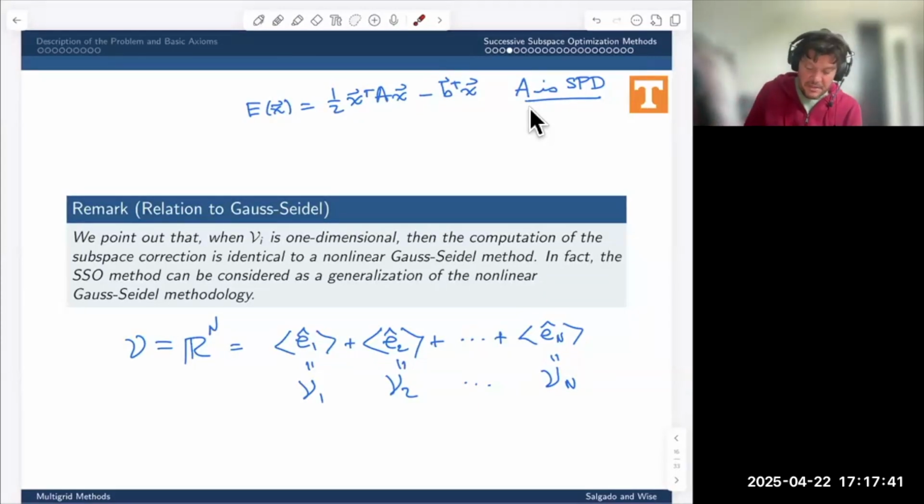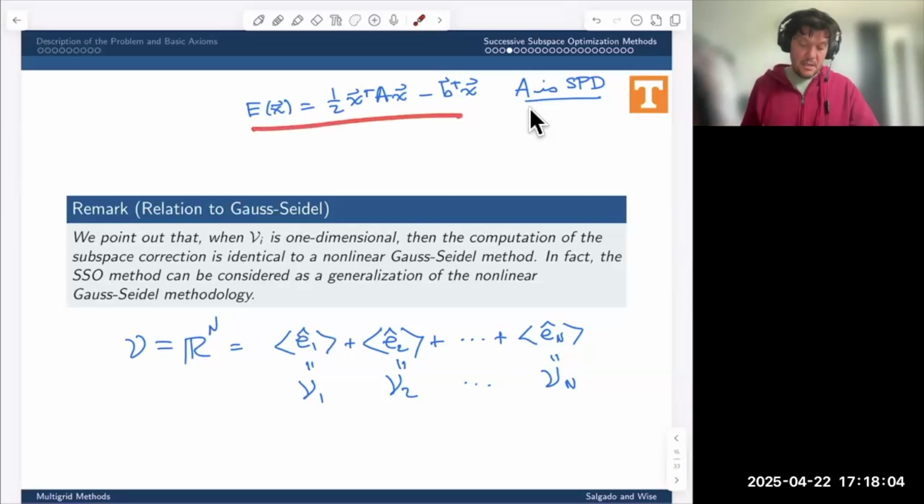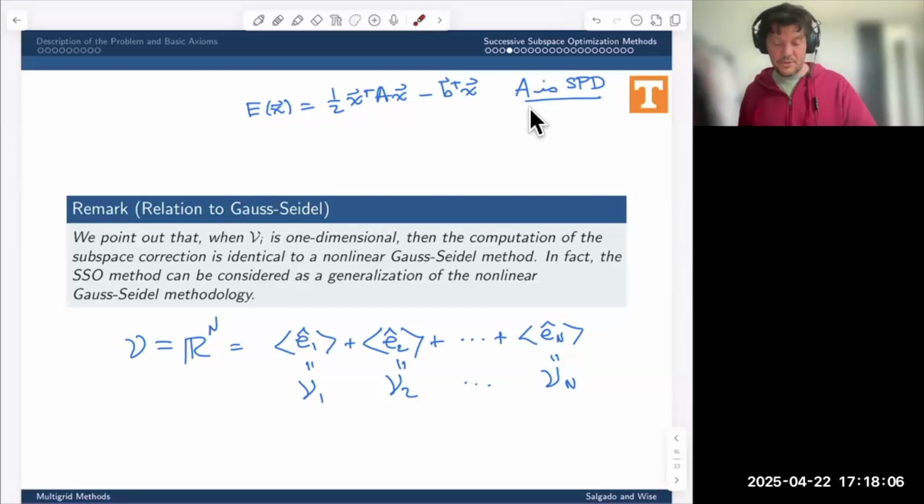But now suppose I use subspaces which are not necessarily one-dimensional, but might be spanned by a collection of other vectors. Maybe I combine these two together and a few of these together into one subspace. Well, that is another generalization of Gauss-Seidel. Then finally, suppose that the energy I'm dealing with is not necessarily quadratic. Well, that's another generalization. And that generalization ultimately is exactly the same as SSO, the Successive Subspace Optimization technique.